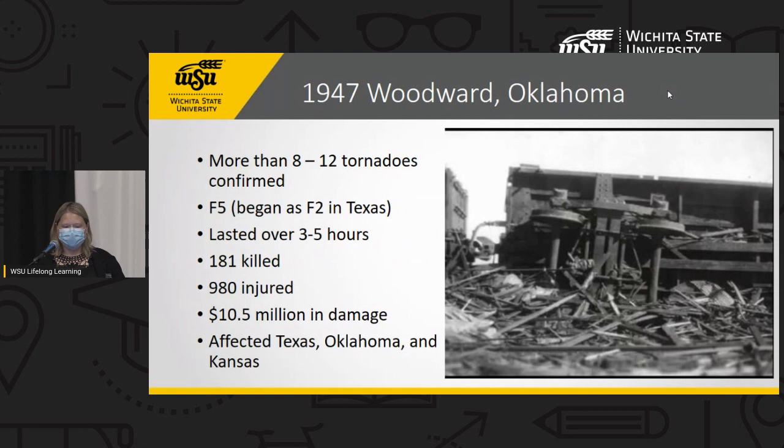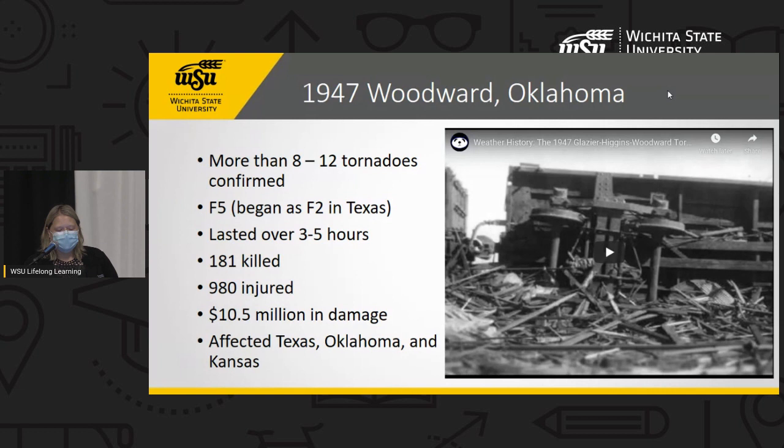And in 1947 in Woodward, Oklahoma, there were more than 8 to 12 tornadoes that were confirmed. And it actually affected Texas. It moved into Oklahoma, and then it moved into a little bit of Kansas as well. This one started out as an F2 in Texas, so it wasn't too bad. But by the time it hit Oklahoma, it had grown into an F5. So that's the most destructive tornado we can have.